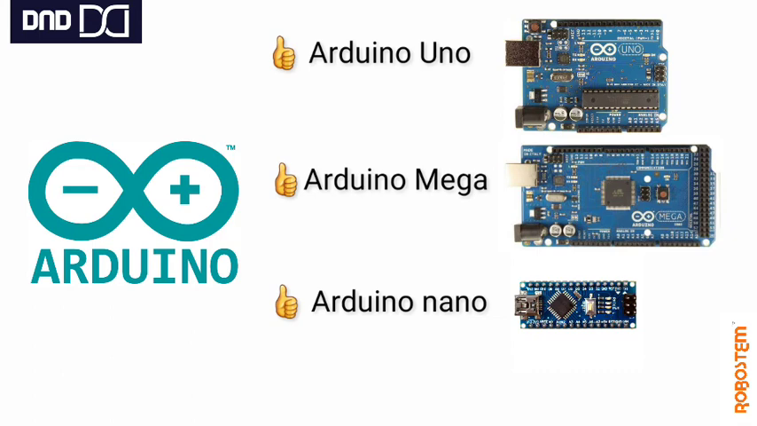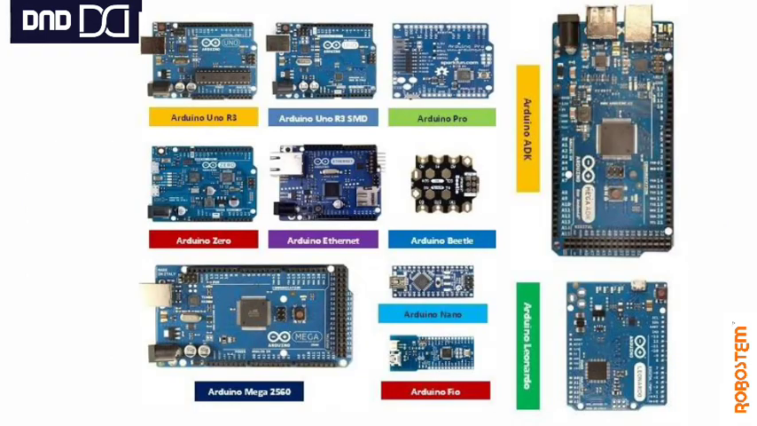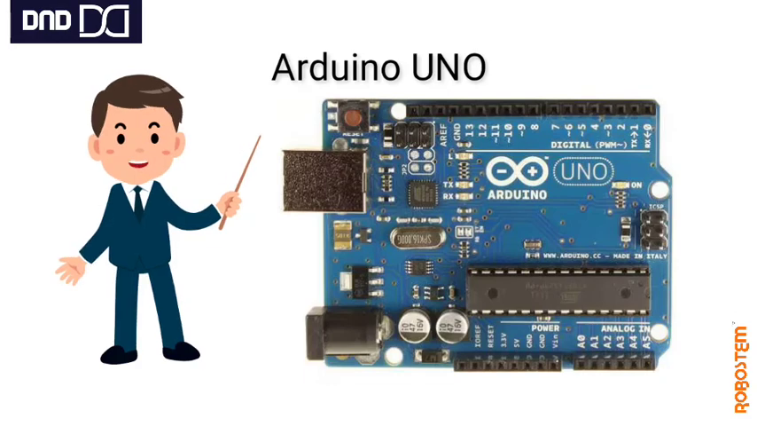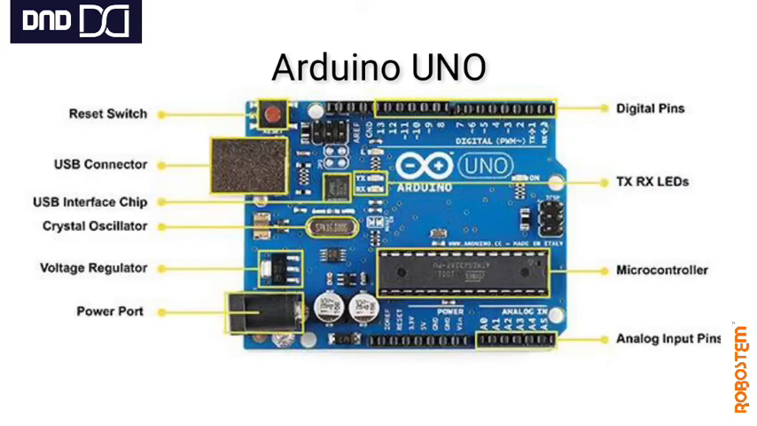As I said, Arduino is a platform, so it has different boards. Not only these three, they have different boards. You can see they have different series in it. Let us see in detail each and every component. First of all, we will see Arduino Uno. You can see it in the picture.